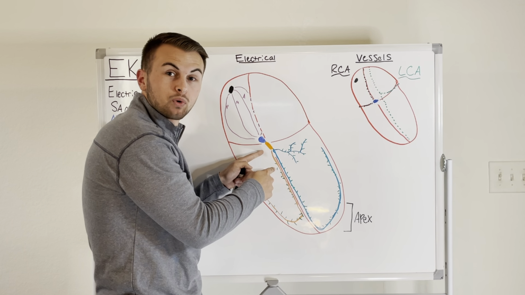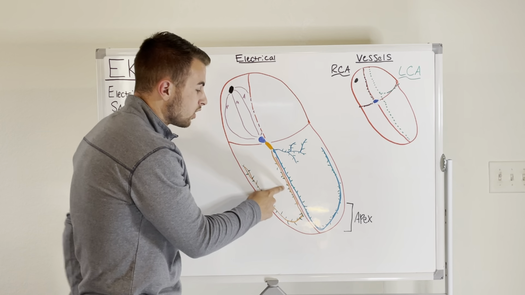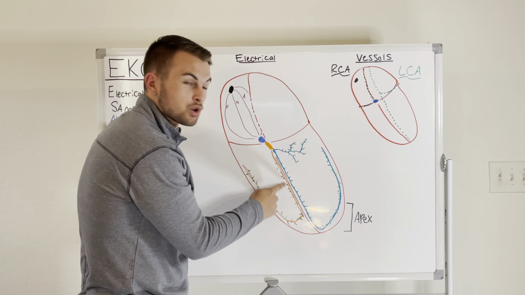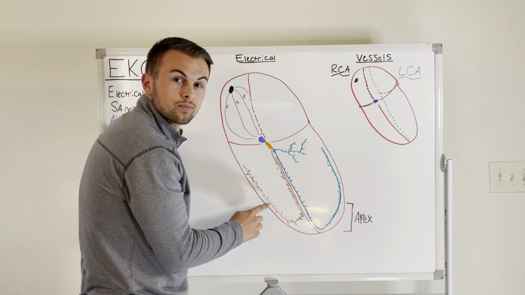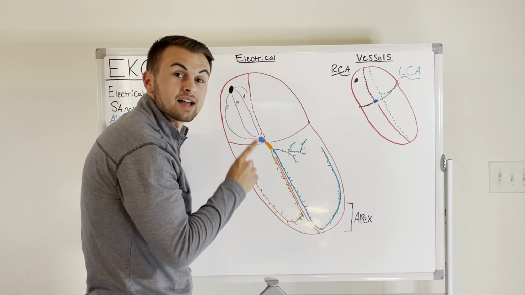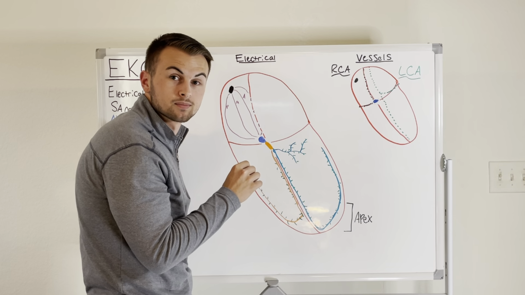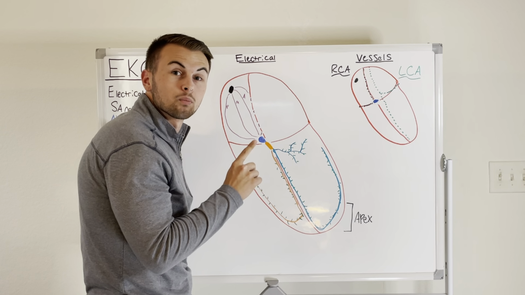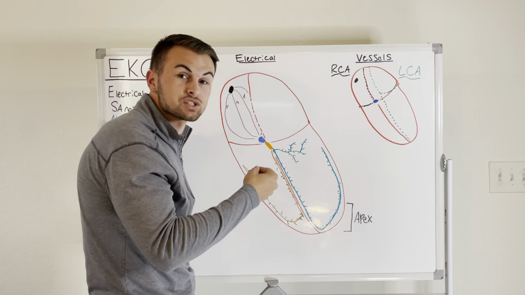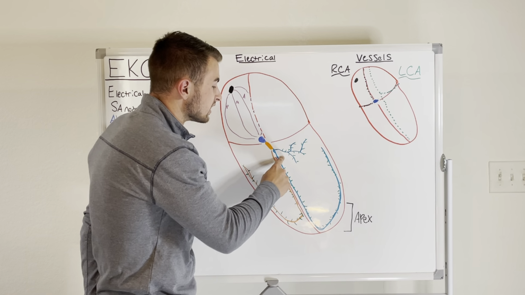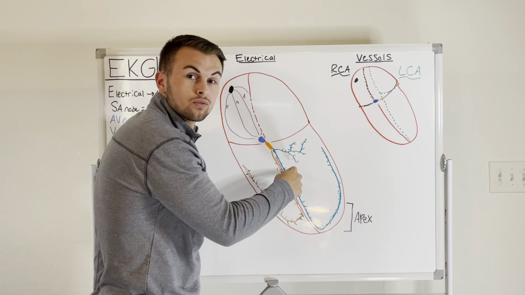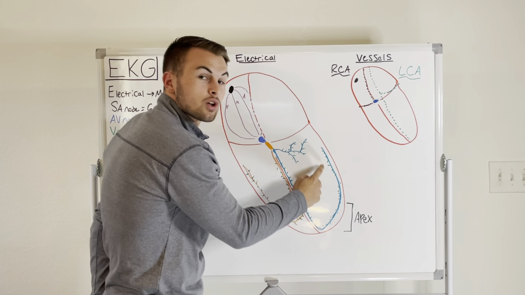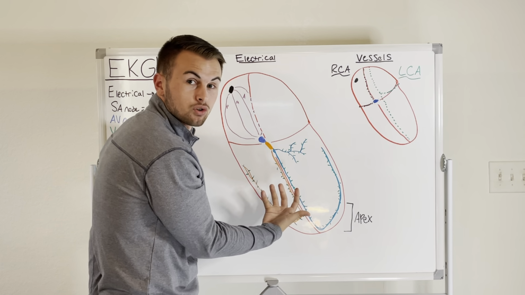The right bundle branch goes on to innervate the right interventricular septum and the right ventricle, while the left bundle branch has two main diversions. The left bundle branch breaks off into two fascicles: the left anterior superior fascicle and the left posterior fascicle.